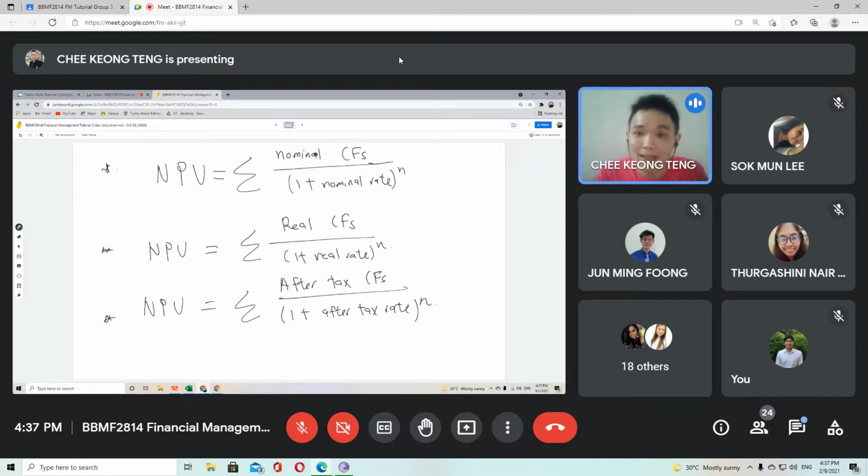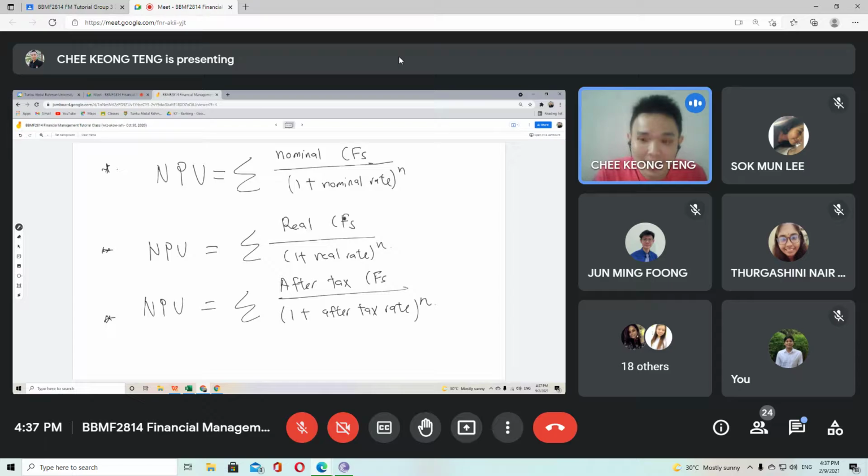So just to tell you all, if you don't understand, you memorize. If you see nominal cash flows, it means that if the question tells you the price, you times the inflation that increases every year. That one is nominal cash flow already. So when you discount it, you need to use the nominal rate.